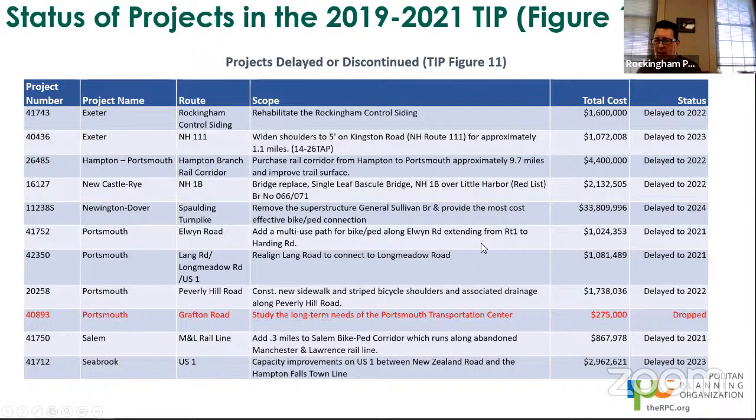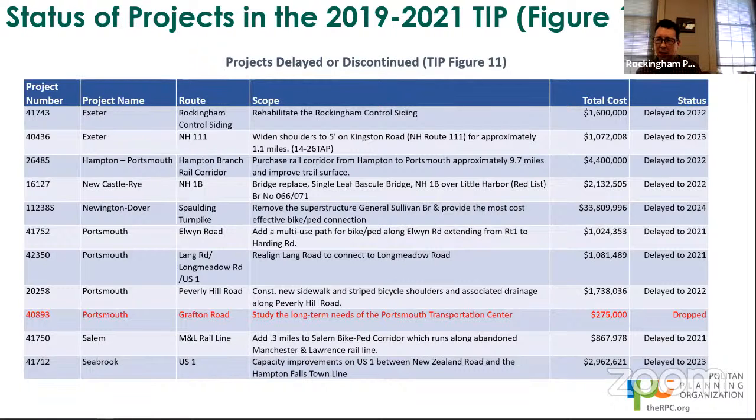Just a variety here. And I know, I'll touch on one other project, this Newcastle Rye 1B project, that bridge replacement. That project was delayed specifically to allow... that bridge is one of the two remaining bascule bridges, movable bridges in the state. The other one being the Hampton Seabrook Bridge on Route 1A. Both of which are up for replacement.